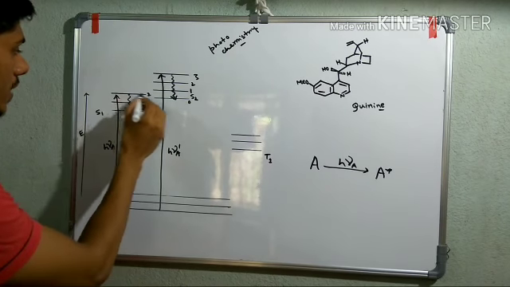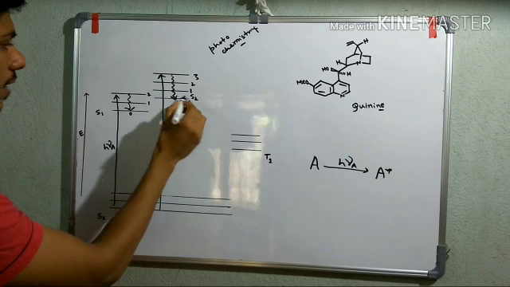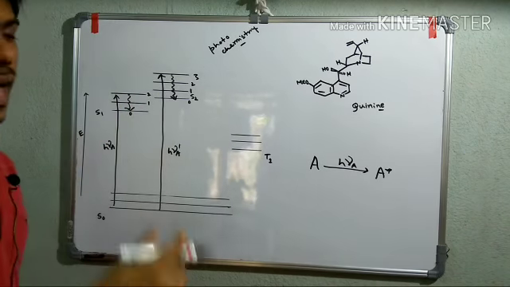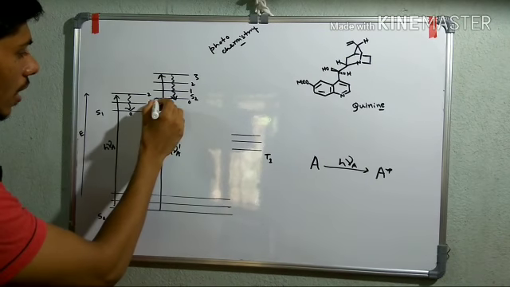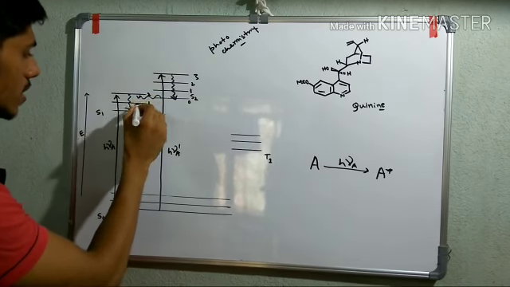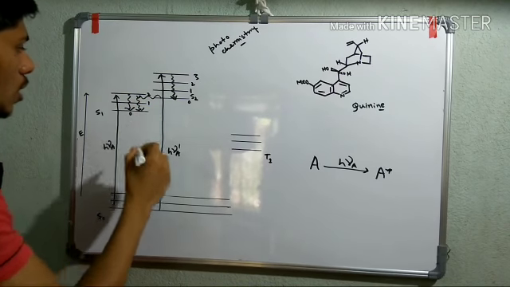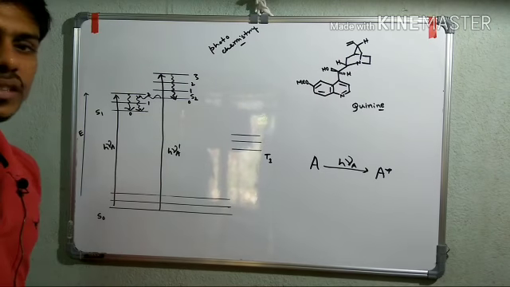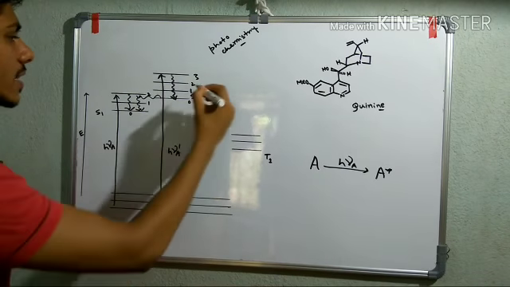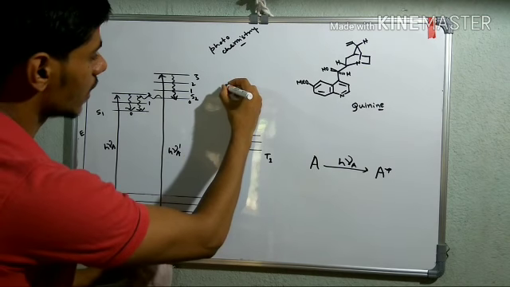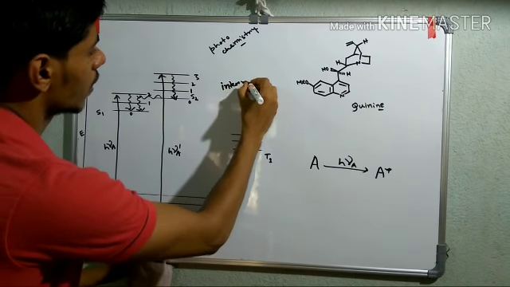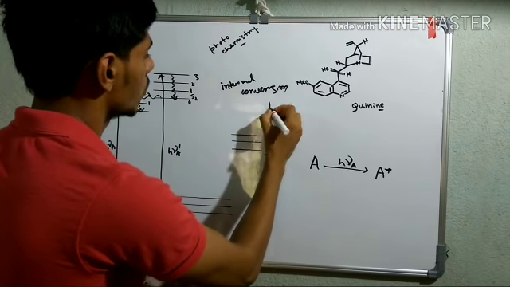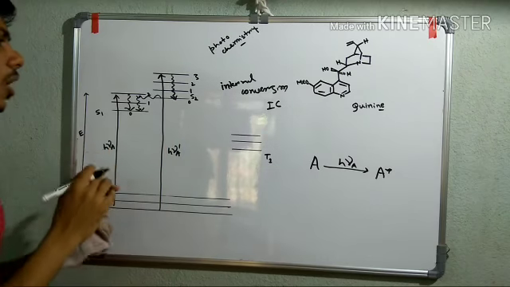Now you can see this singlet excited state and this singlet excited state overlap with one another, and that means the molecule can cross over to this excited state and it can again come back to here. These are non-radiative processes, that is, no radiation is emitted during this process, and they are called internal crossover or internal conversion. It is represented as IC. So this process is called IC.